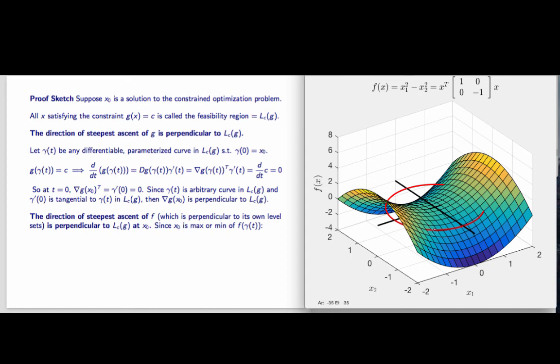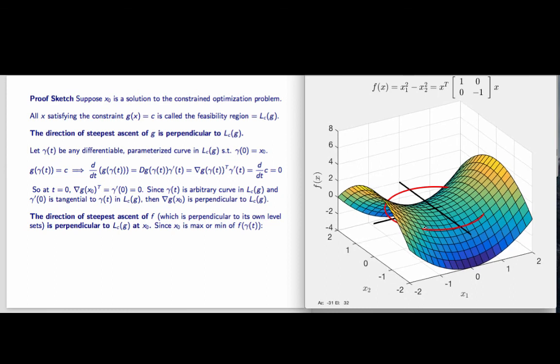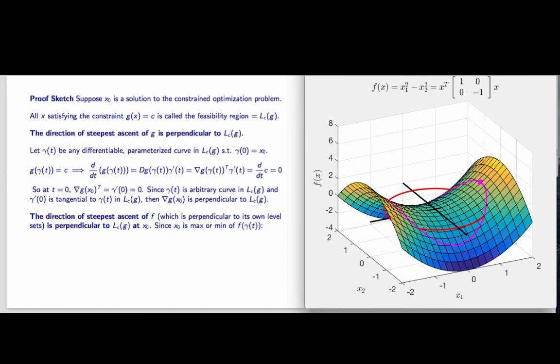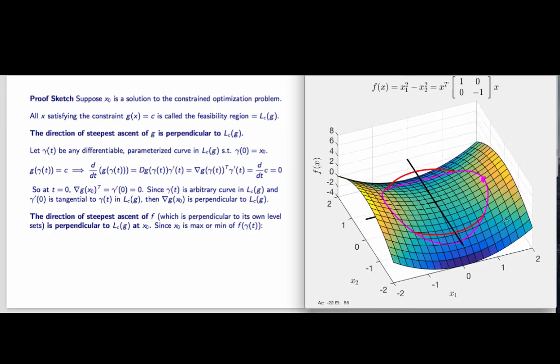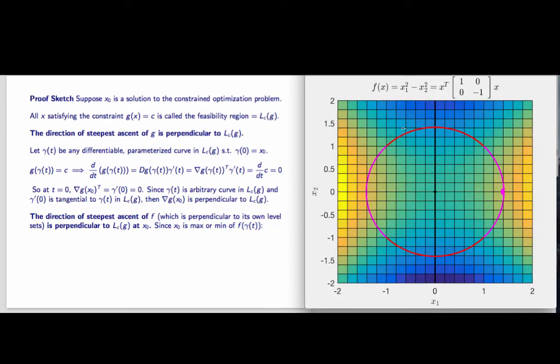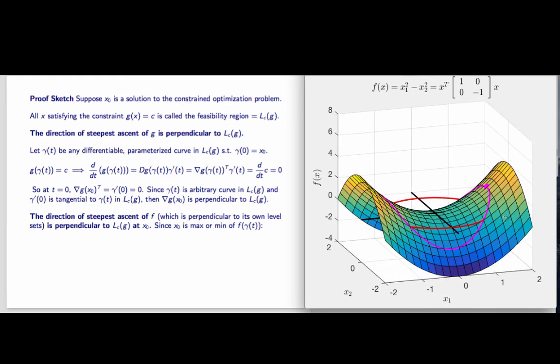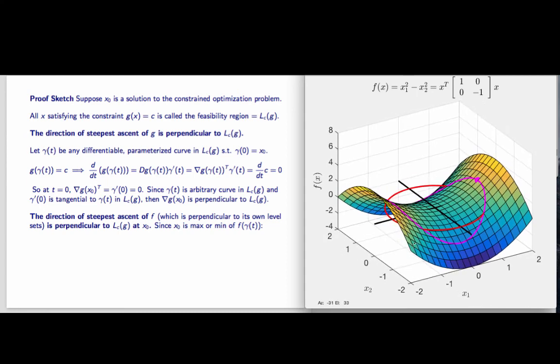So the red is my feasibility region. Let's evaluate f on the feasibility region, and that would give us the magenta curve. The magenta curve is f evaluated on the feasibility region. We can see I get exactly the circle, which is the level set of g, which is also the feasibility region. So all I really want to do is maximize the magenta curve. That's my only goal.